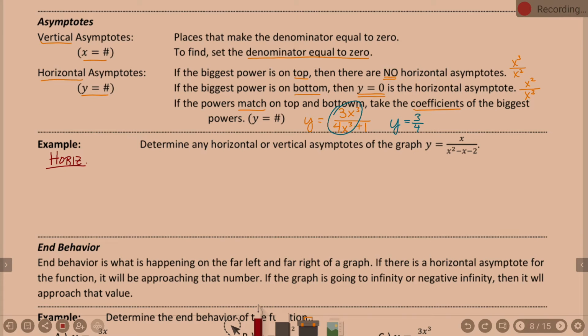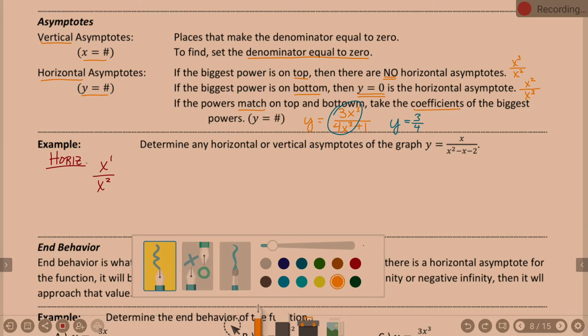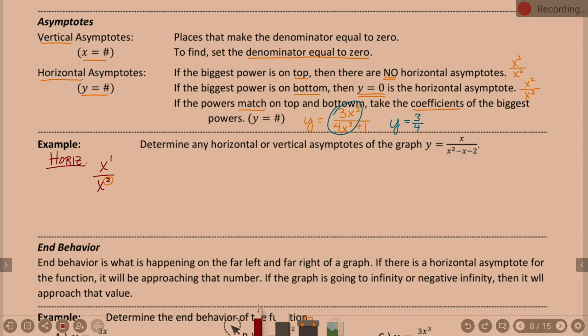Okay. Horizontal, you look for the bigger power, yes? And when we talk about looking for the bigger power, what's the biggest power on top? The only power on top, x to the first. What's the biggest power on bottom? X to the second. Those are the only two terms that matter when you're trying to find horizontal asymptotes. Okay, that's all that matters. And so at that point, we can notice that x to the second is on bottom. Since the bigger power is on bottom, we are going to state our horizontal asymptote as y equals 0. Okay?